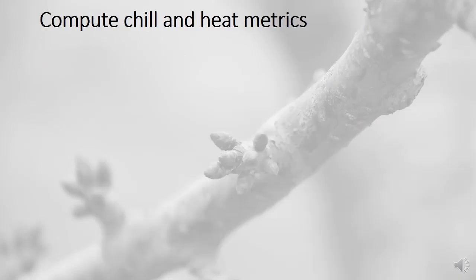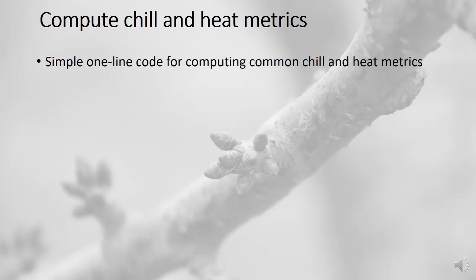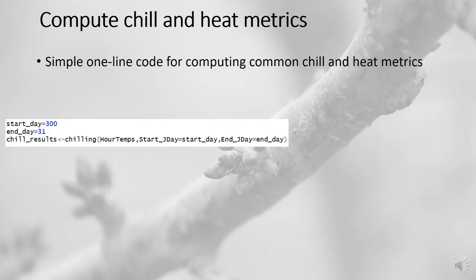Next challenge is to compute chill and heat metrics. We already talked about the chill models. There are also heat models that are a little bit more straightforward, probably not more credible than the chill models. But for making a proper assessment of agroclimatic conditions in our orchard, we now have to calculate chill and heat. And to make this easy, I've added a one-line code for computing common chill and heat metrics. It's shown here.